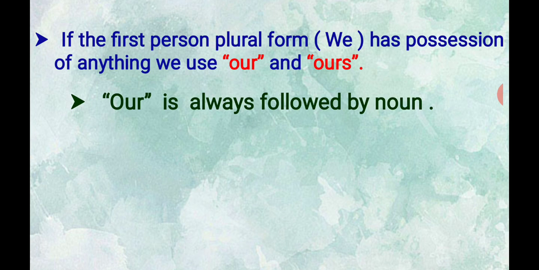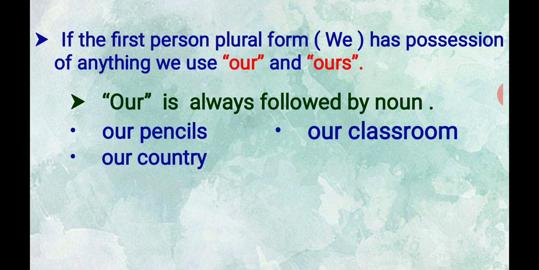So let's see. Our is always followed by a noun. Followed by a noun means that after our there will always be a noun. Let's see some examples for clarity: our pencils, our country, our classroom, our shoes. So after our, there will always be a noun. Understand?